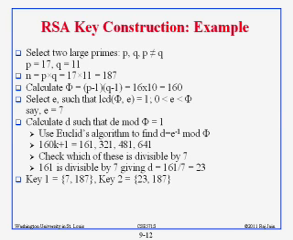That's what we had before, 187. Phi in this case is p minus 1 times q minus 1, which is 16 times 10, which is 160. So we have to find something which is relatively prime to 160. So it cannot be 2 or 5. Anything else will do. So we select 7.